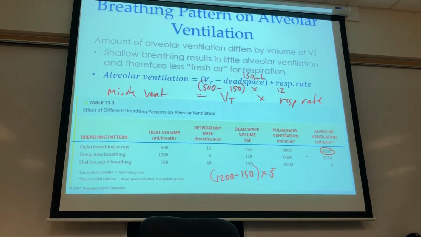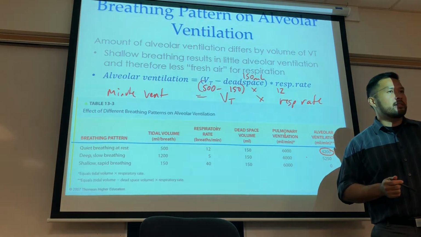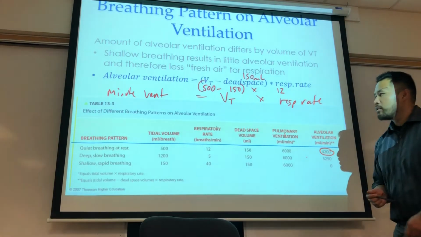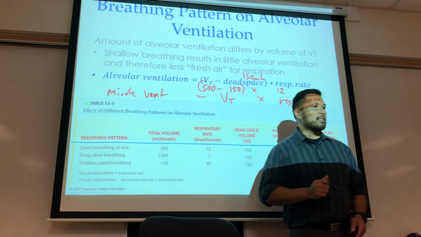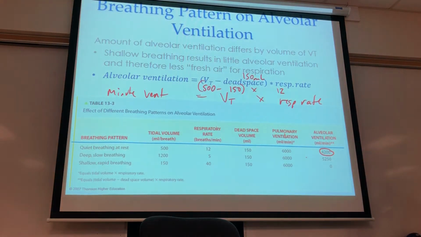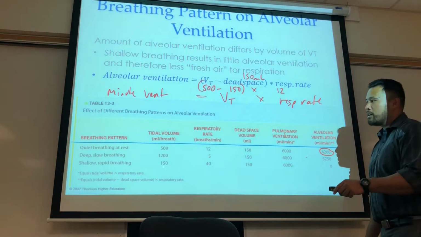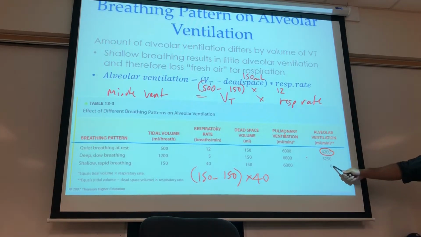Now let's do the other way. Let's take somebody who's taking shallow breaths, but really rapid breathing. We're going to expect a decrease in the tidal volume and an increase in the respiratory rate. So that's somebody that's breathing like this. Take a tidal volume of 150 mils of air: 150 minus the dead space of 150, times 40 breaths per minute. That comes out to 0 mils of air alveolar ventilation.